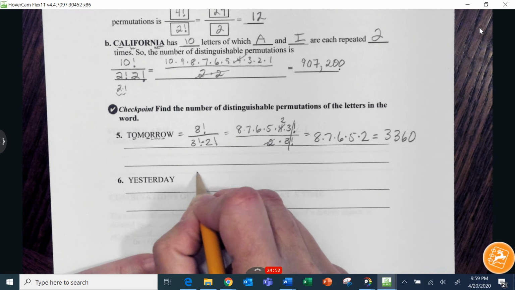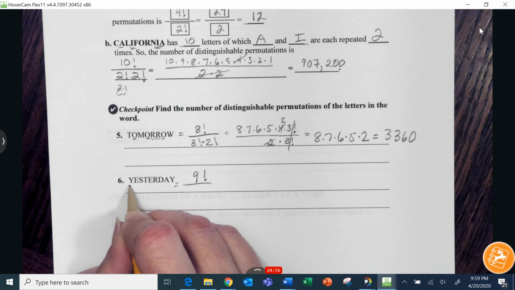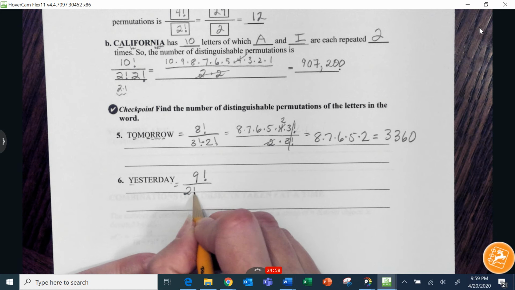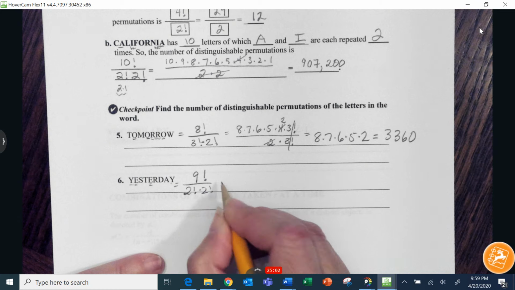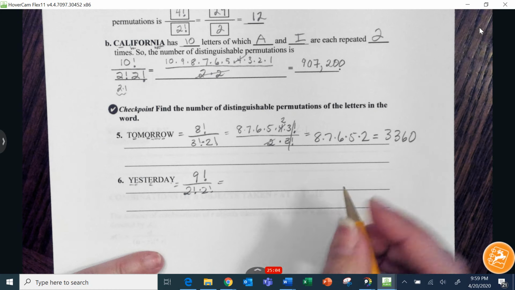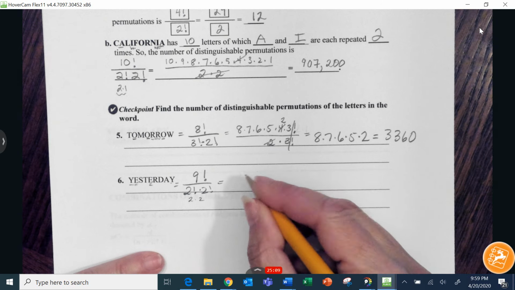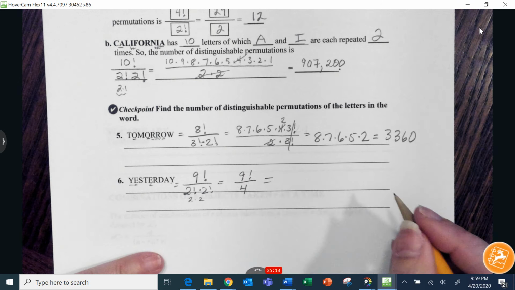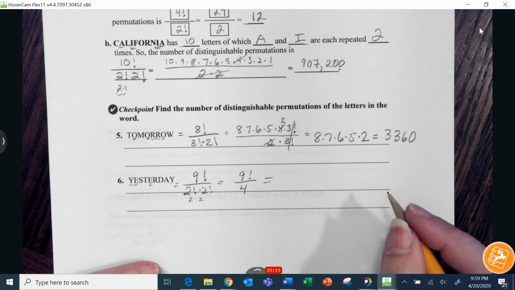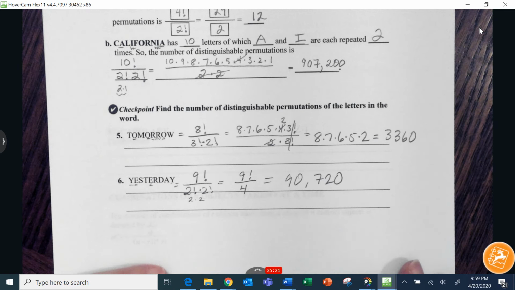Yesterday, 9 total letters. We've got the Y repeating twice, and we've got the E repeating twice. So 2 factorial times 2 factorial is 2 times 2. I've got 9 factorial divided by 4. Probably just type that into my calculator rather than trying to cancel stuff out for this one. And I get 90,720.